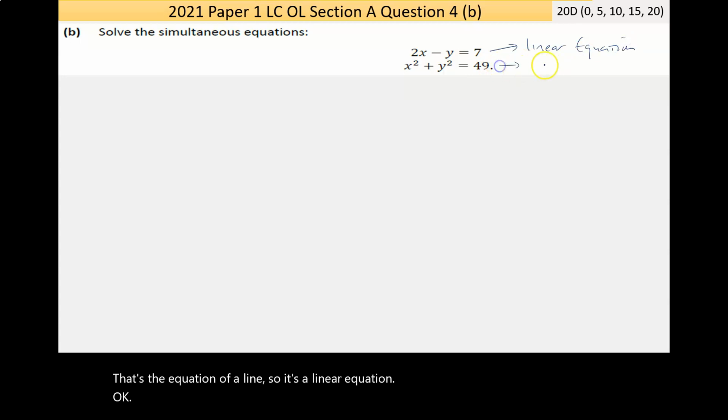This is the equation of a circle. Now, I know that because x squared plus y squared is classic. And this is a circle with center 0, 0.